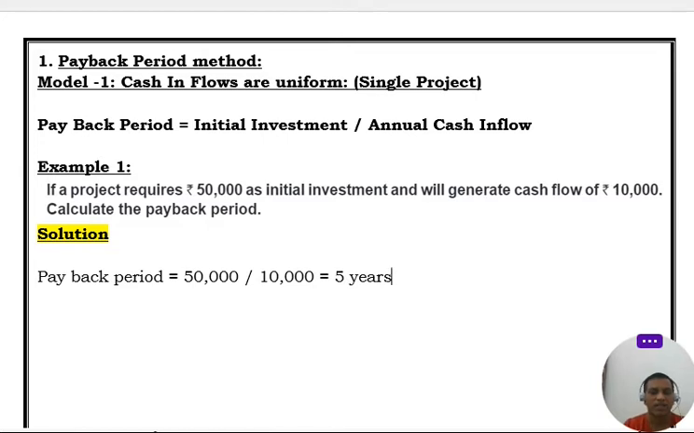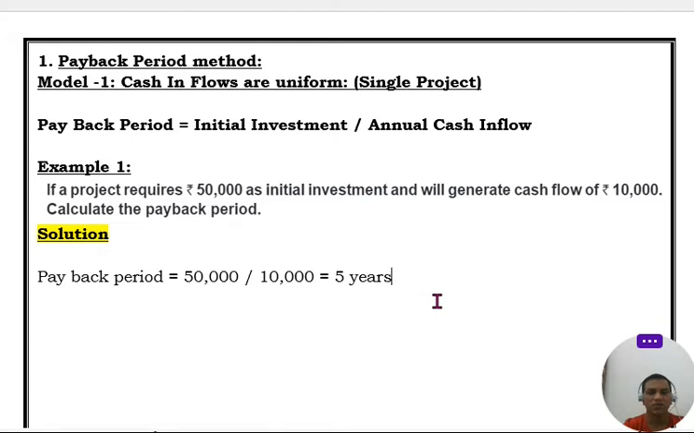If you want to make a decision, accept or reject, this calculated payback period will be compared with the standard payback period. But here in this question, standard payback period is not given, so there is no need to write any comment or decision. But normally this calculated payback period will be compared with the standard payback period of the company. If the calculated payback period is less than the standard payback period, accept the project. If the calculated payback period is more than the standard payback period, reject the project. That is how we will take the decision. But in this question, there is no standard payback period, just calculate the payback period.